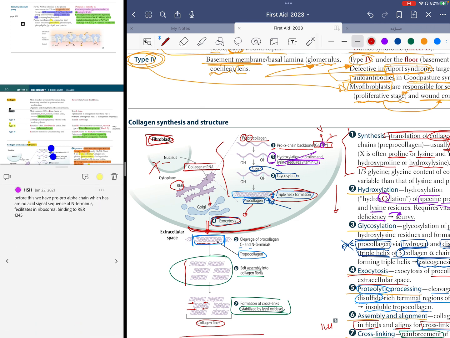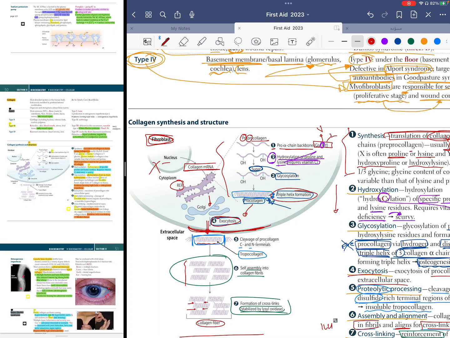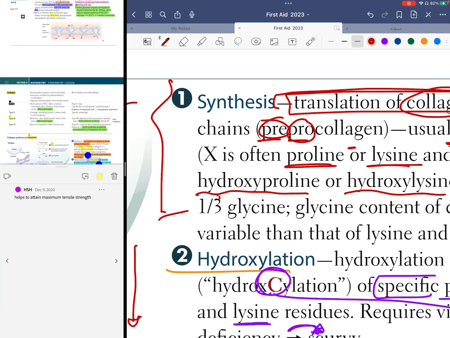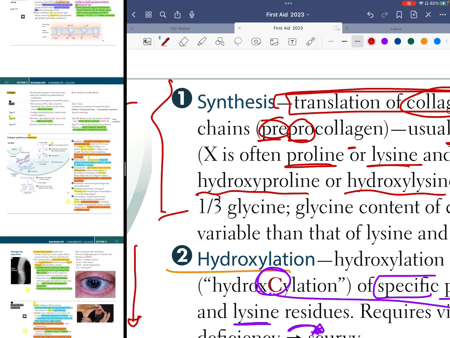Okay, before this we have the pre-pro-alpha chain, which has an amino acid signal sequence at the N terminus that facilitates ribosomal binding to the endoplasmic reticulum. So whenever it's at the very start, then we have pre-pro. That's the basic. The hydroxylation helps to attain maximum tensile strength.